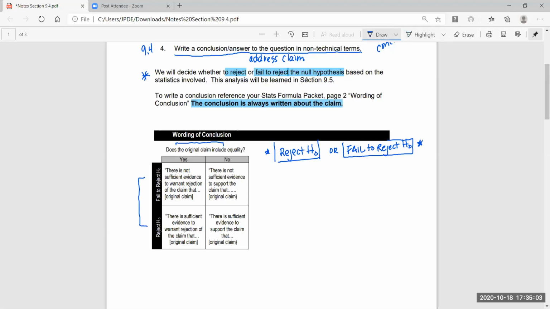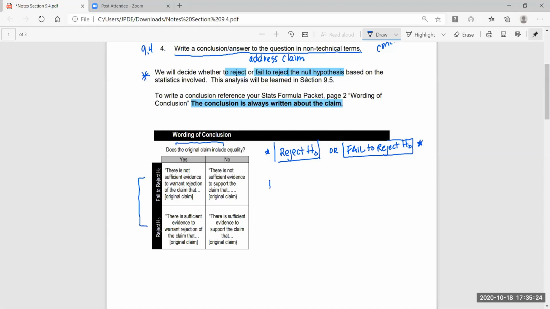Think of it this way. There is a statement made. There is a claim made. You are addressing that claim in words. You're coming up with a conclusion at the end about the claim that was made. And this table will help a lot.